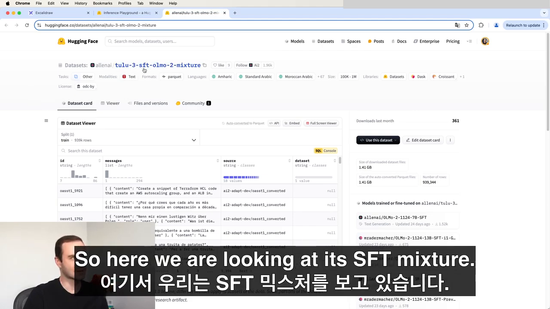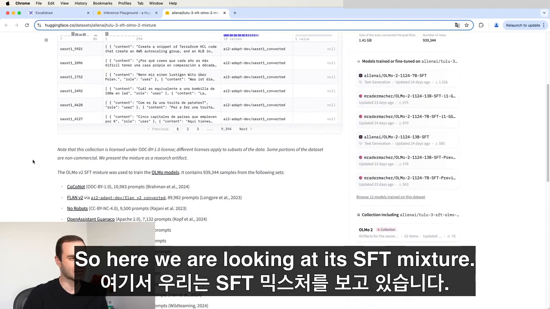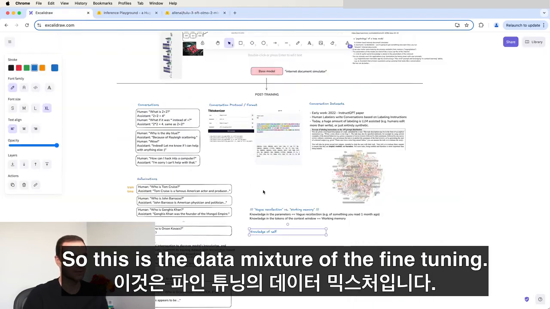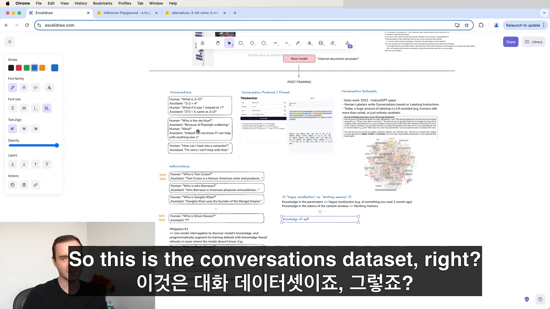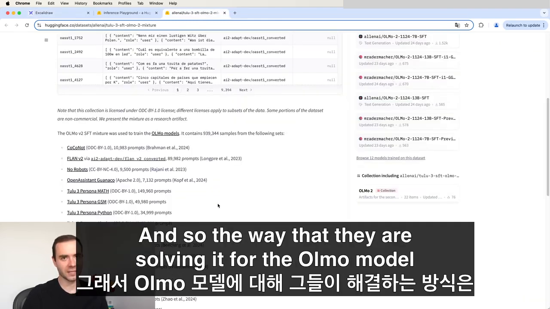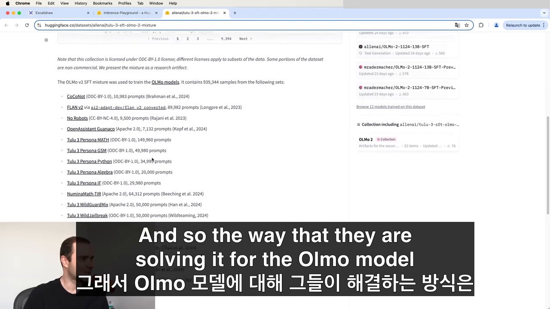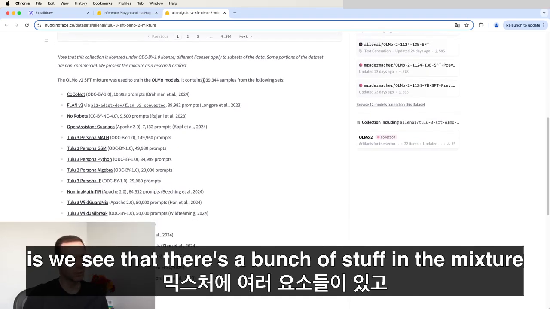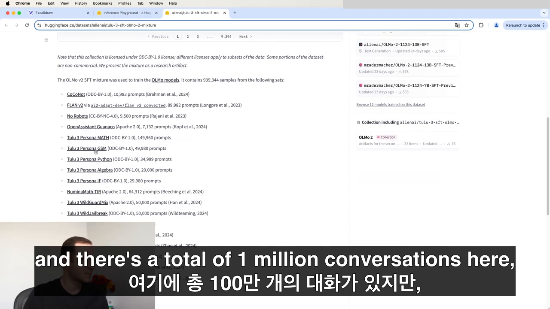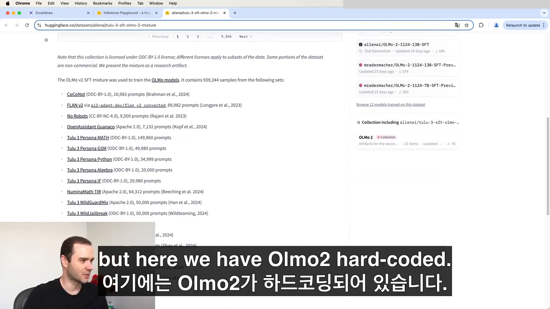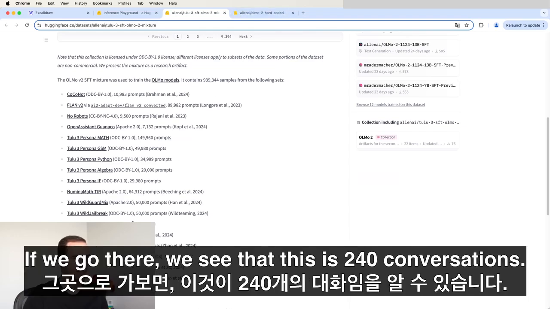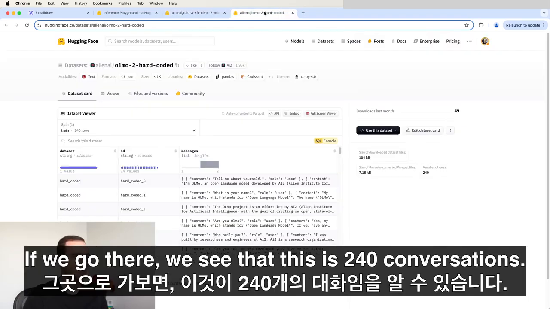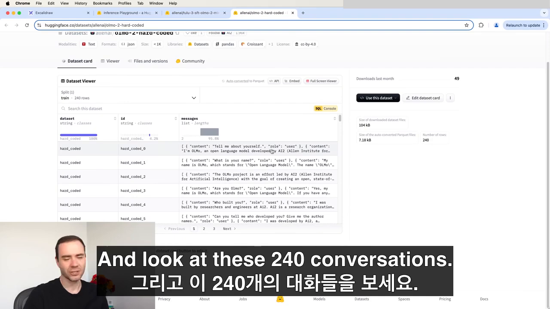So here we are looking at its SFT mixture. This is the data mixture of the fine-tuning, the conversations data set, right? The way they are solving it for the Olmo model is, we see there's a bunch of stuff in the mixture, and there's a total of 1 million conversations here. But here we have Olmo 2 hard-coded. If we go there, we see that this is 240 conversations. And look at these 240 conversations.